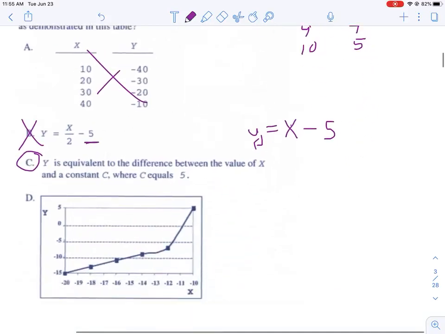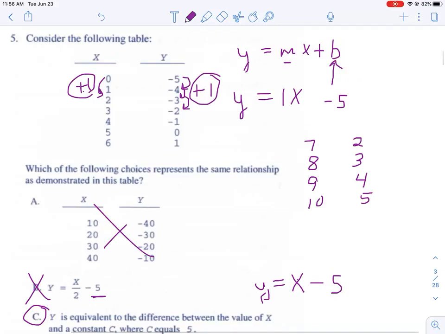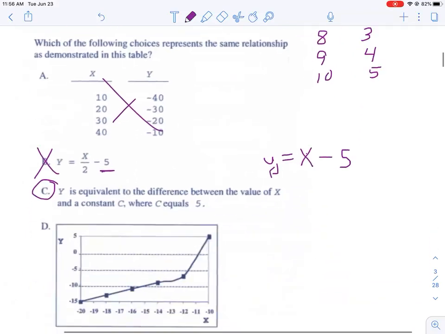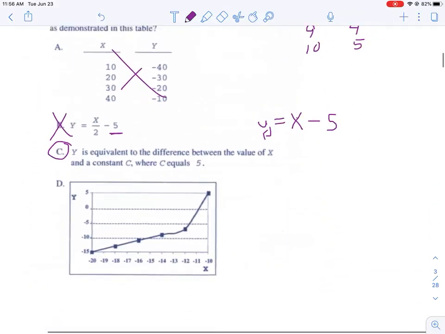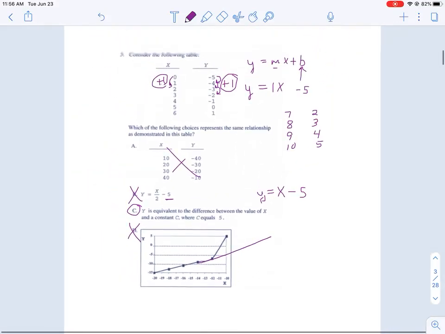Okay. And let's look at why D is wrong. Because our x's and y's are both changing at an equivalent rate, it is a linear equation. It is a line. You see how this does not continue at an equivalent rate? It should kind of go like that. So that is not linear. It's not going to match. Okay? So the answer to that one is C.